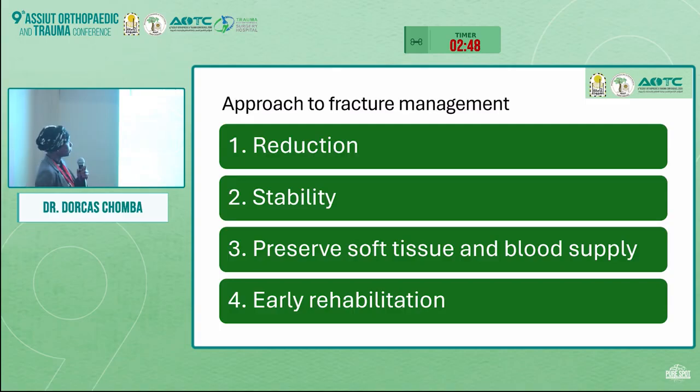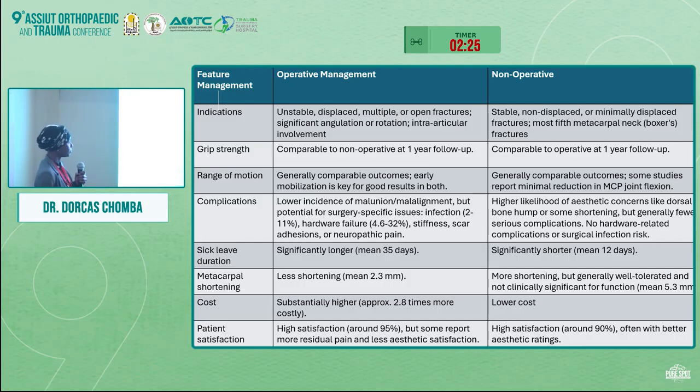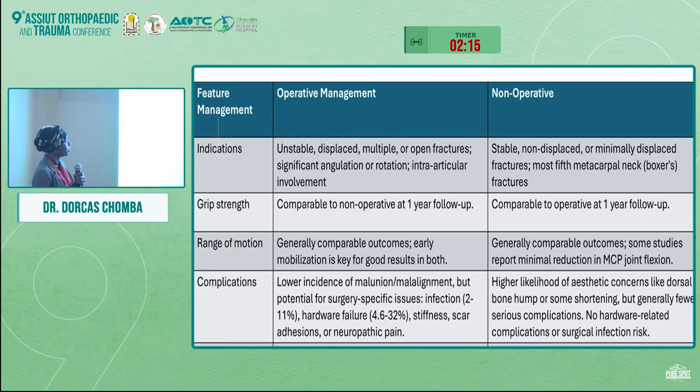When you are planning the management, the AO principles always apply, whether you're going to do non-operative or operative management. So reduce, stabilize, preserve soft tissue, because you're not only aiming for fixation or stabilization, you want the bone to heal, and then you want the patient to have function. So this is a busy table, but I'll try to break it down because I think it summarizes some of the things we really consider when we are trying to decide what to do with our patients.